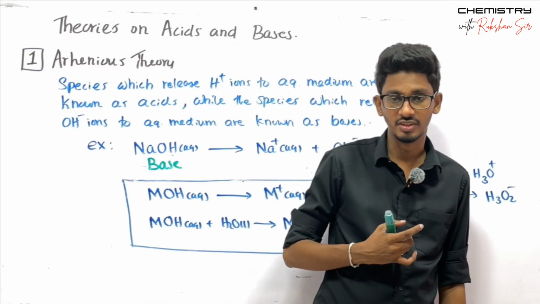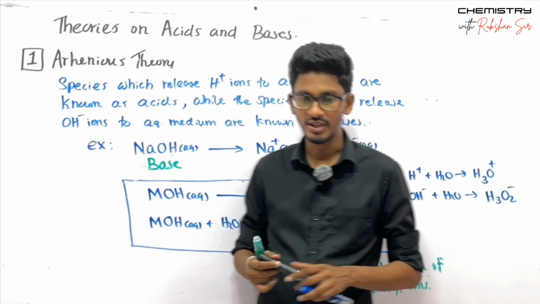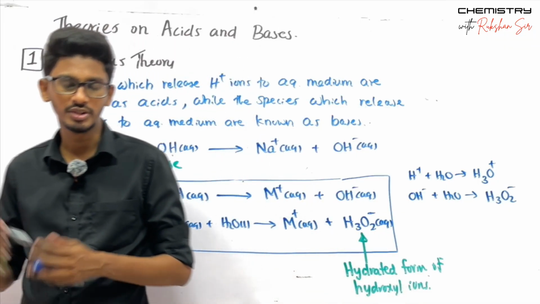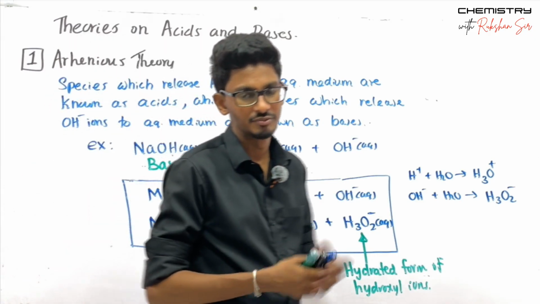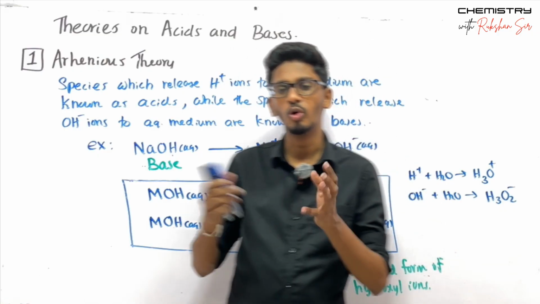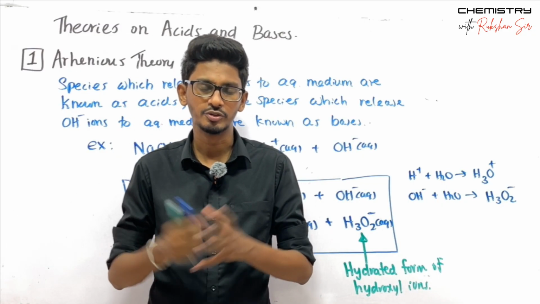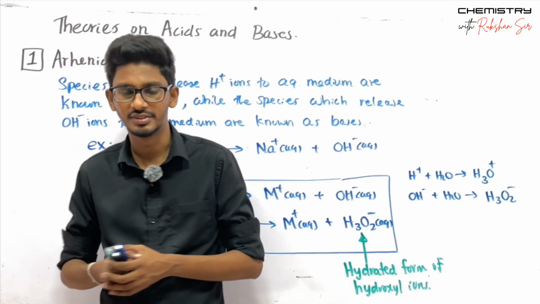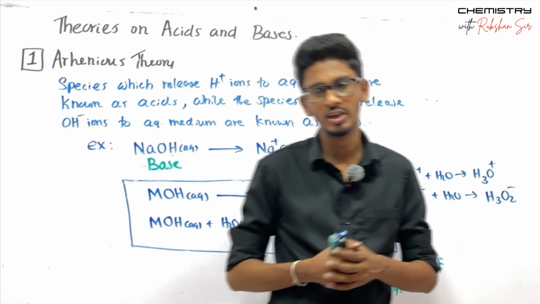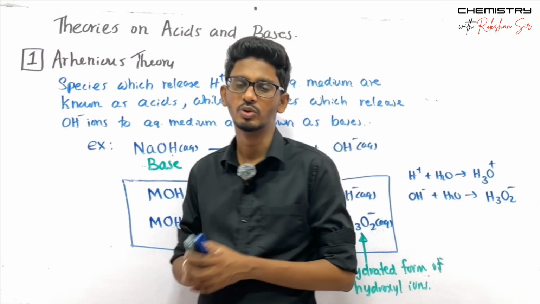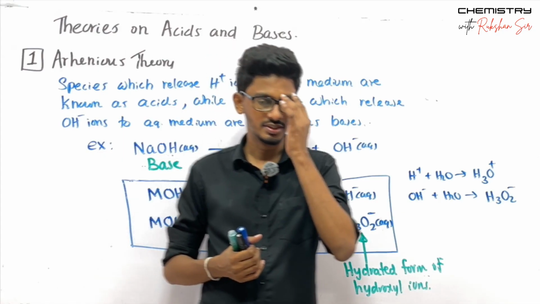So we have some failures with this one, right? Even though this is the first theory introduced to define acids and bases, nowadays we are not following this theory that much, because some failures are there. Not all acids, or not all the bases, can be defined with the use of this theory. That is why nowadays we are not following this theory that much, even though it has been used to introduce acids and bases in your O levels.